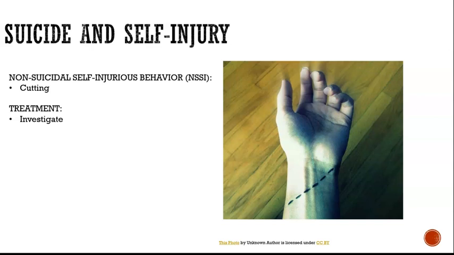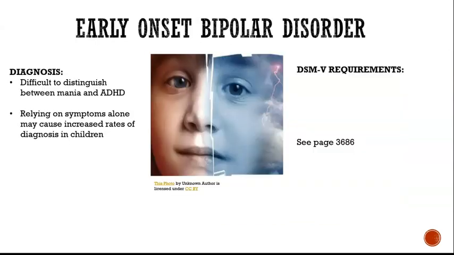And we'll move on to early onset bipolar disorder. It is difficult to distinguish between mania and ADHD for bipolar disorder. And there were definitely providers who were overdiagnosing bipolar in children. Please, please, please, before you label a child with bipolar disorder, really know if this child is bipolar. Do they have ADHD? Is there something else that is causing this behavior in this child? It could be medication activation. Bipolar for children is not usually one of your very first diagnoses. Relying on symptoms alone may cause increased rates of diagnosis in children. So see page 3686 for more information on early onset bipolar disorder.